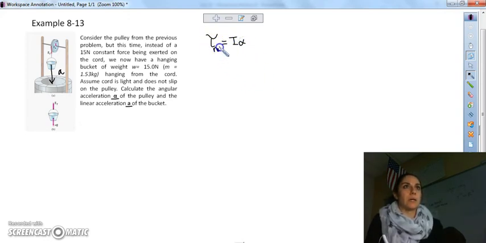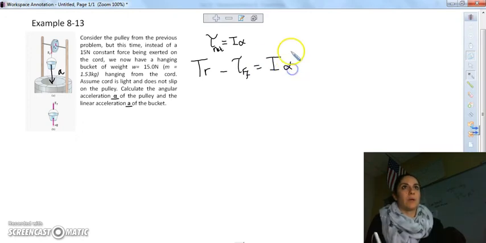And remember, this is the net torque on your system, so if I were to look at this situation, I would have the tension as the force. To make it a torque, I need to multiply by R, minus the frictional torque, this is from the previous problem, is equal to I alpha. We got I from the previous problem, but we don't know alpha. But now we don't know tension, because instead of 15 newtons, we don't have that. So I'll cross it out because it's misleading. We actually don't have that tension anymore.